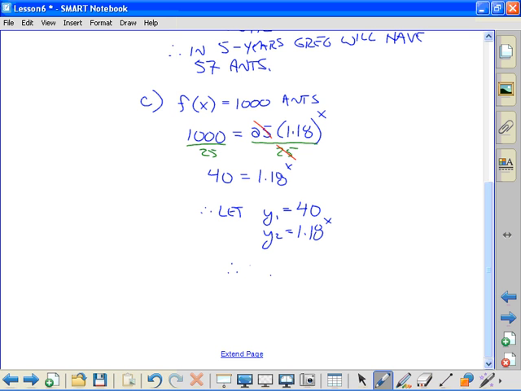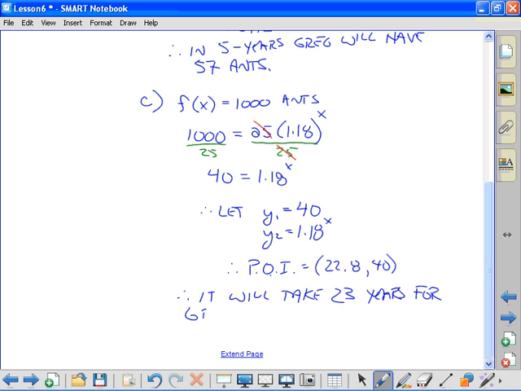So therefore, point of intersection, 22.8 and 40. So therefore, it will take 23 years for Greg to have 1,000 ants. They must be pretty expensive for important ants.